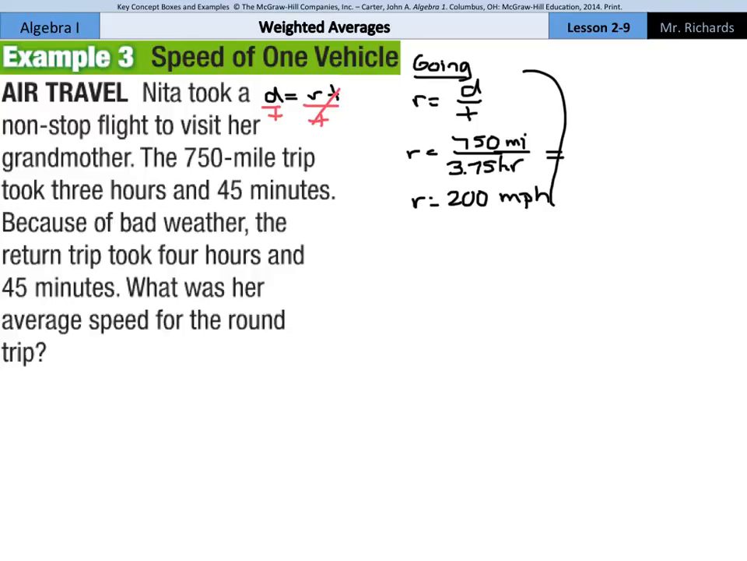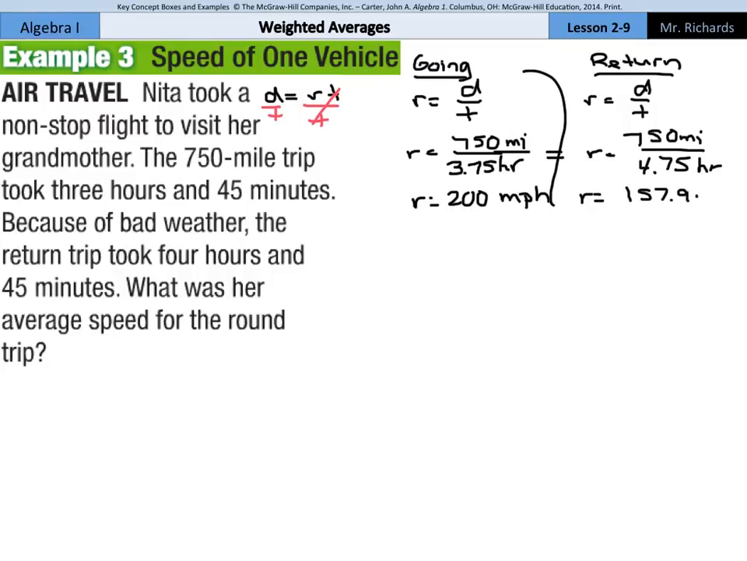What about her return trip? Well, for her return trip, rate is still going to equal distance divided by time. So rate is still 750 miles for the distance over 4 hours and 45 minutes, which is 4.75 hours. So this rate is going to be about 157.9 miles per hour.